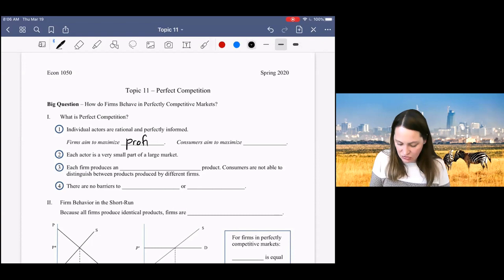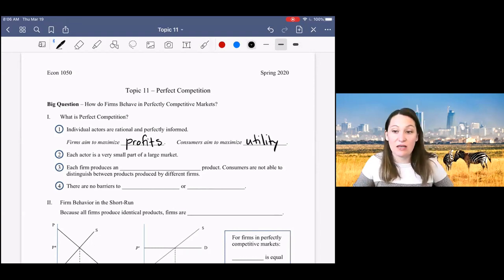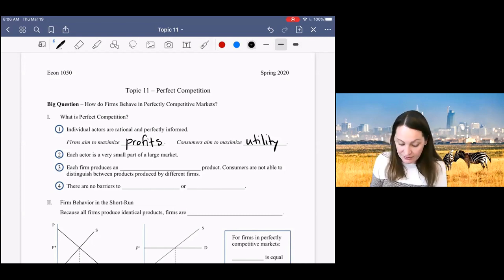Firms aim to maximize profits. They want to make money. And consumers aim to maximize utility or happiness. So this is something we've been assuming all along. I'm just writing it out for you here. The next 3 are specific to perfectly competitive markets.